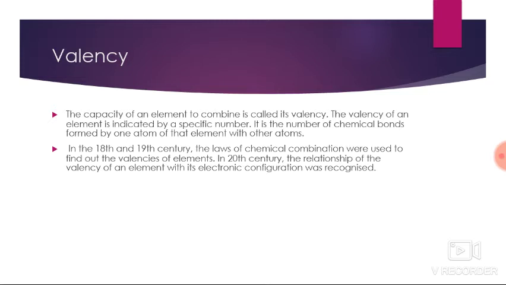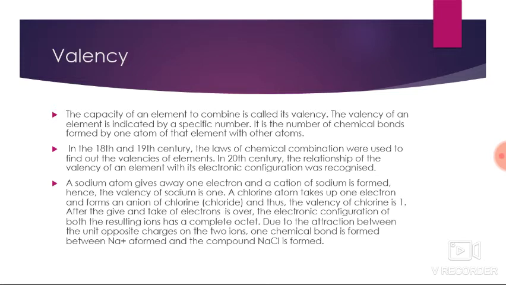So valence is related to that only, and we have got the concept of valence electrons. So what are valence electrons? The last orbit of an atom may have 2 electrons, 3 electrons, and so on. Those are the valence electrons. Okay. So the valency of an element is indicated by a specific number. Now let's learn more about it.